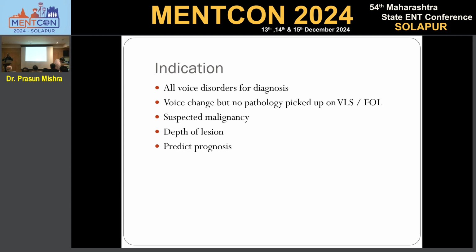So all patients of voice change should be strobed, especially if there is some restriction of too many patients or money is an issue. Then those patients in which change in voice is there, but VLS is not giving anything very specific, or we are suspecting malignancy, or we are suspecting some cyst-like condition, strobe should always be done. So it gives us pliability.